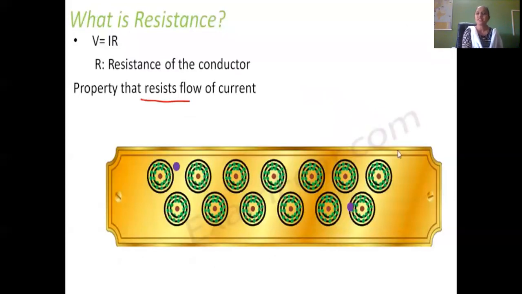That is, what is resistance? Resistance we also got from Ohm's law, that is V is equal to IR. So what is this R? R is the resistance of the conductor. But what exactly is a resistor? It is the property that resists the flow of current. The meaning of resist is oppose, or we can say obstacles. So what is resistance? The property that resists the flow of current.